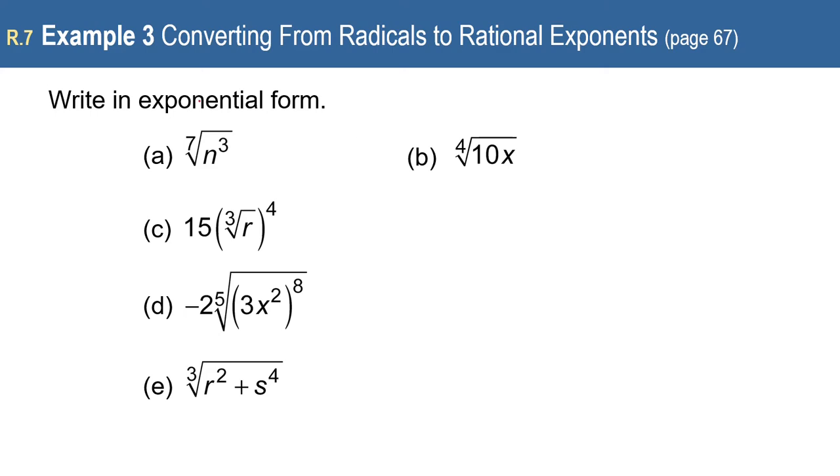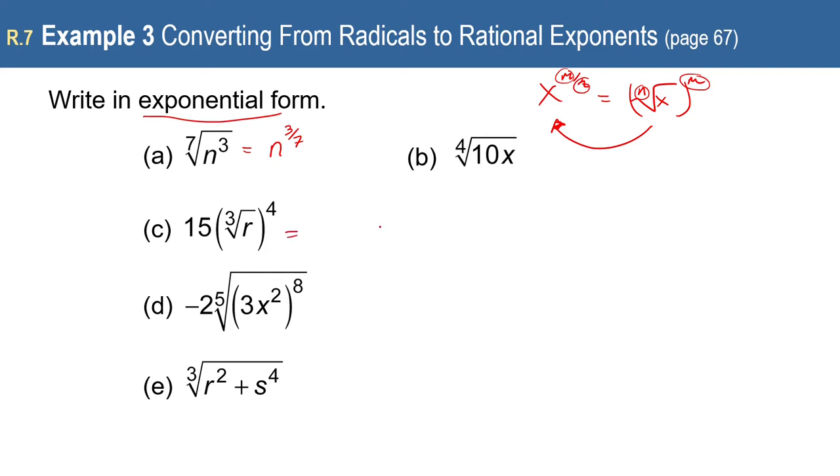In example 3, we're going to convert these radicals to exponential form. Recall x to the m over n equals the nth root of x raised to the m. Now what that means is I can convert from a radical to an exponent as long as I make sure the index is in the denominator and the numerator is the exponent on the top. This is equivalent to n raised to the 3/7 power.